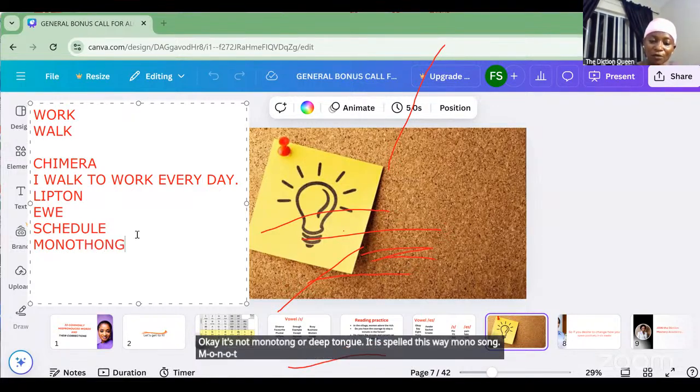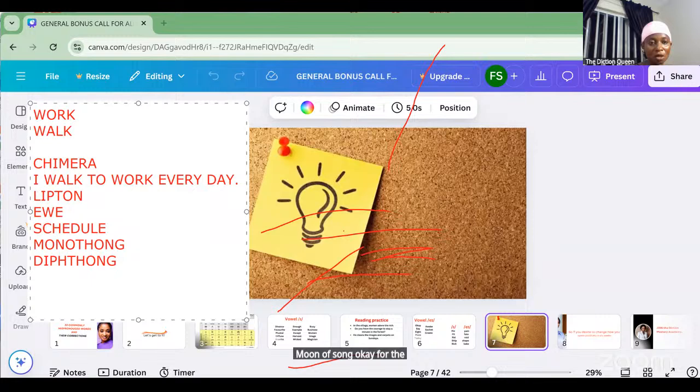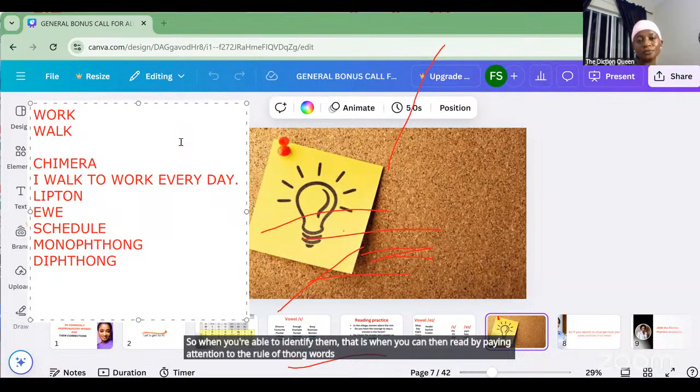M-O-N-O-P-H-T-H-O-N-G. Diphthong. Monophthong. Okay, for the monophthong, there is a P, PH, monophthong, diphthong. Okay. You must be able to identify words with monophthongs and words with diphthongs first. So when you're able to identify them, that is when you can then read by paying attention to the monophthong words or the diphthong words.